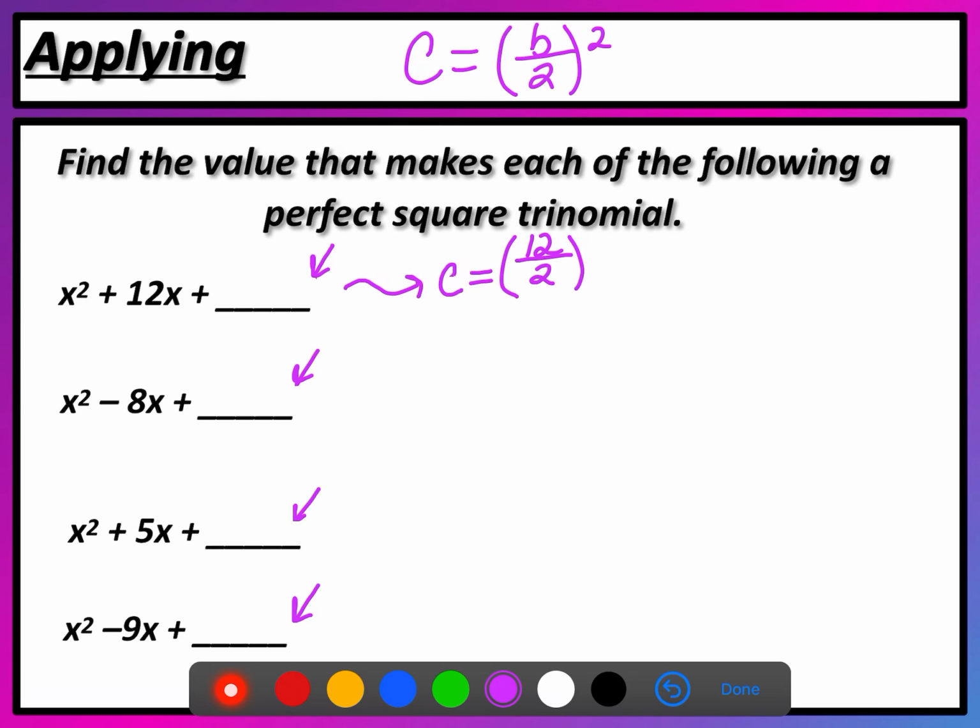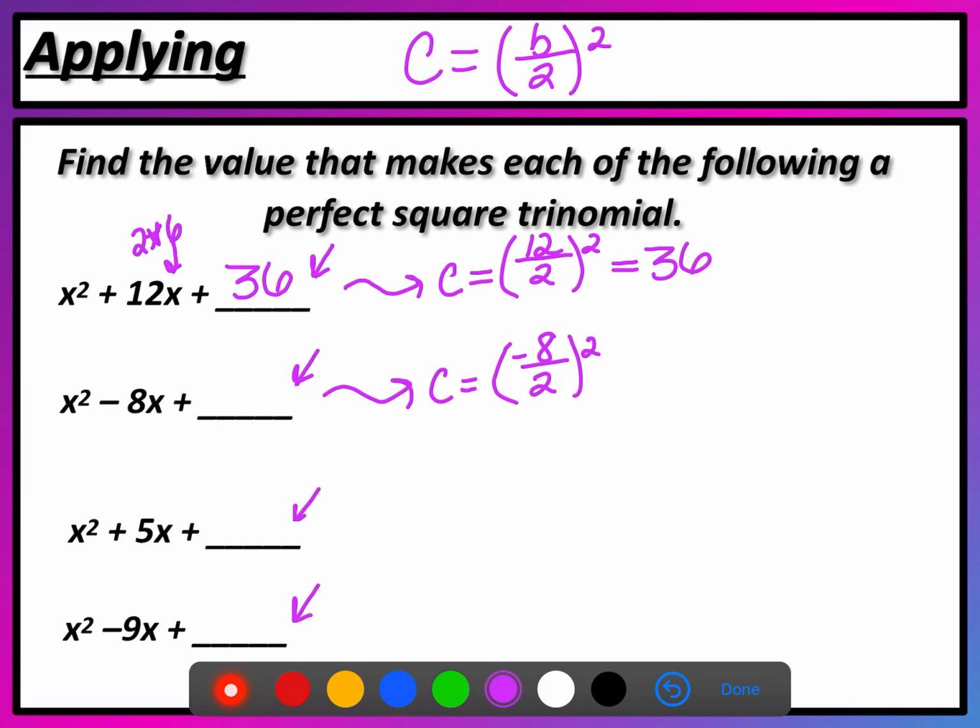Okay, so c equals 12 over 2 squared. So 12 over 2, 12 divided by 2 is 6. Square that is 36. Well, 36 is a perfect square. Put it in that blank. Perfect square, the square root of that is 6. 2 times 6 matches the middle term. Voila, perfect square trinomial. Let's try it again.